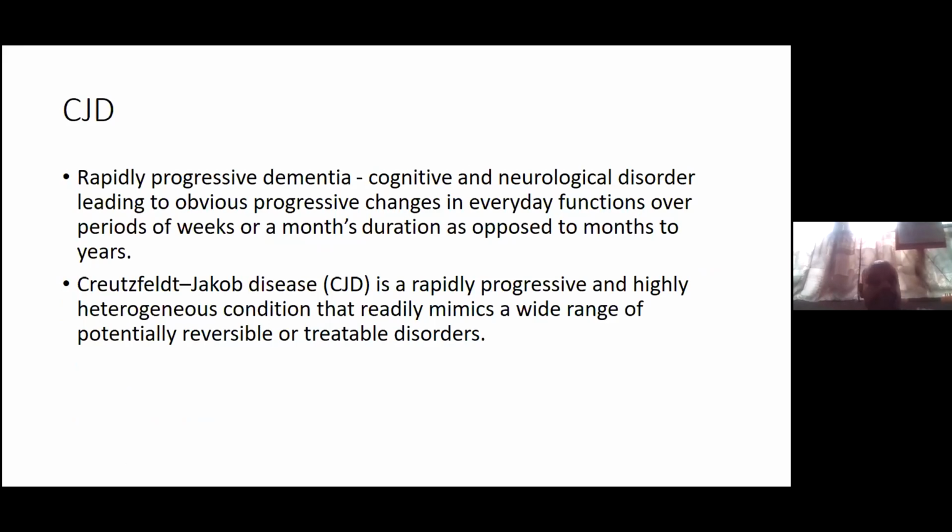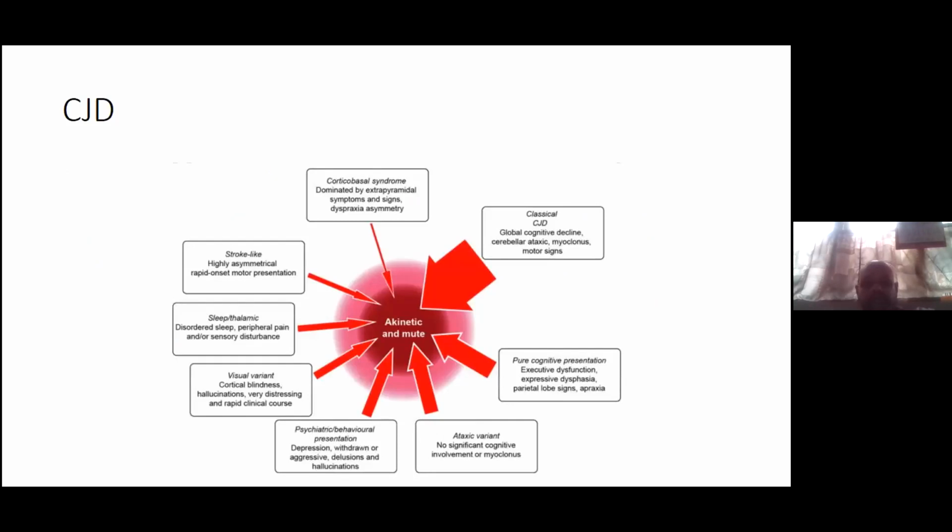So there's a wide spectrum of how CJD can present, and you need to be aware of that. What is presented in the history is that of the classical CJD, where there is global cognitive decline, cerebellar ataxia, myoclonus, and motor signs. The initial presentation would be of these classical clinical features, which will then progress to an akinetic and mute syndrome.